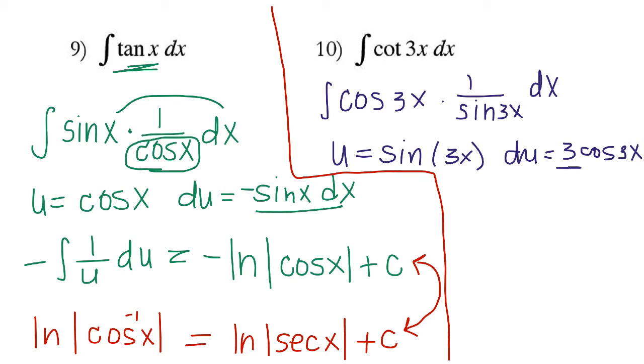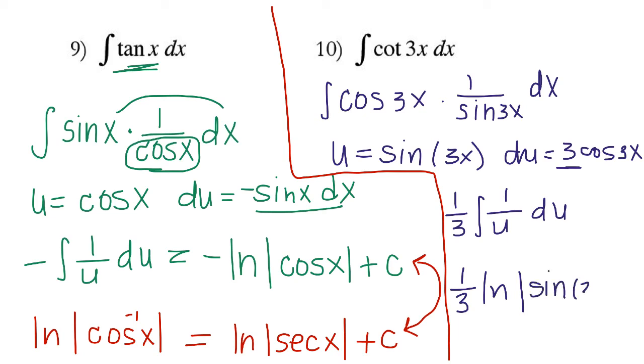Okay. And now what we can do is go ahead and integrate. And notice we have an extra 3 here. So I have 1/3 times the integral of 1 over u du. And again, that's going to be 1/3 times the natural log, the absolute value of what u was, which was sine of 3x, and then plus c. So again, that wasn't just terrible. It was different, but not terrible.